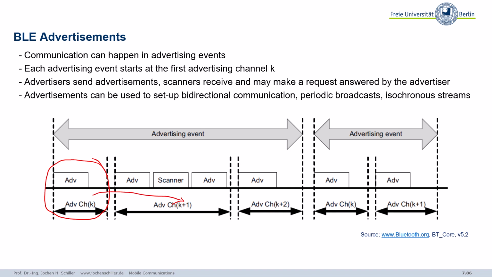If you start with advertisement channel K, then the next one is K plus 1. There are 3 channels, and then you just pick the next one. And then on this next channel, you can then exchange some data. Send advertisement, the scanners receive, and you can also then exchange a bit of data and can continue within a certain advertisement event. This could be very short. So that's ideal for quick exchange of data. You don't have to set up connections. You don't have to synchronize to some hopping.